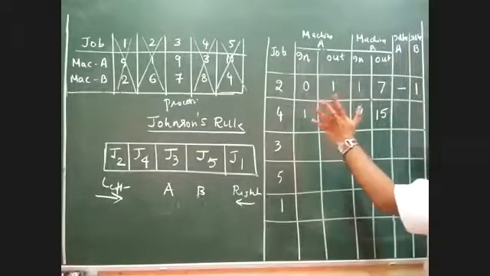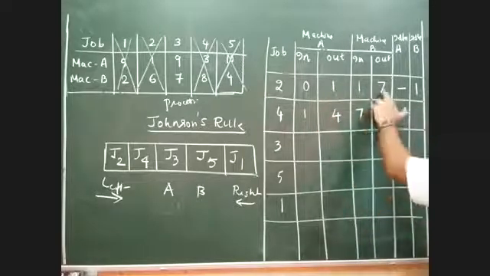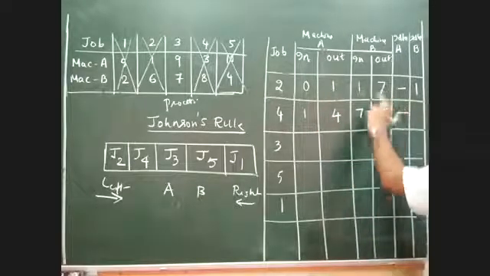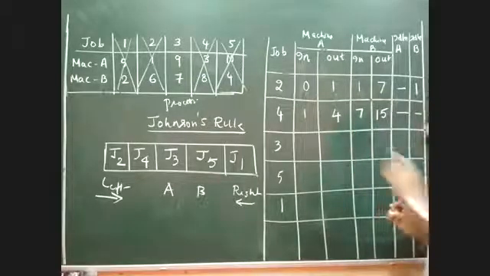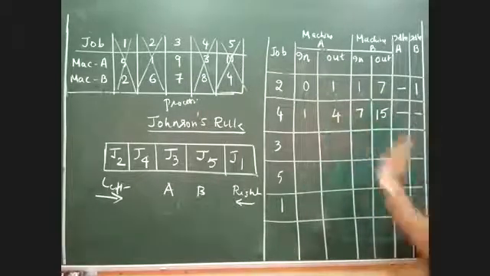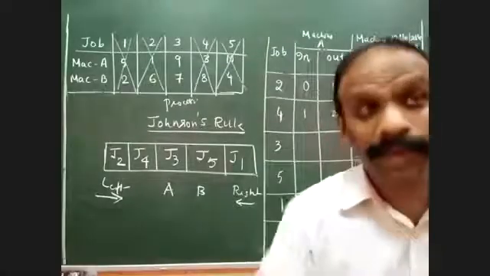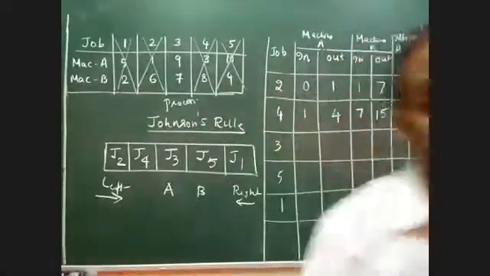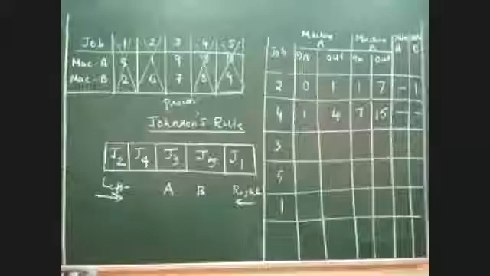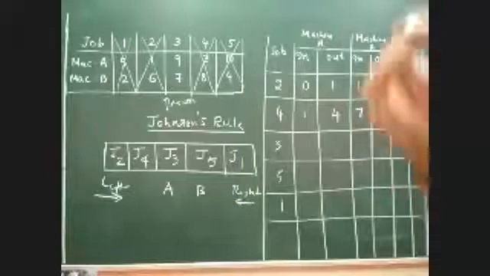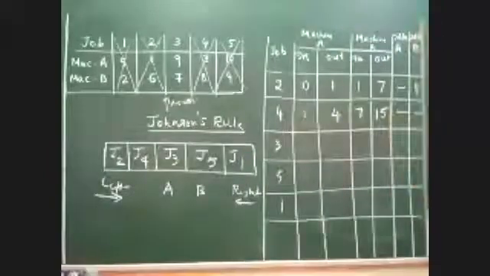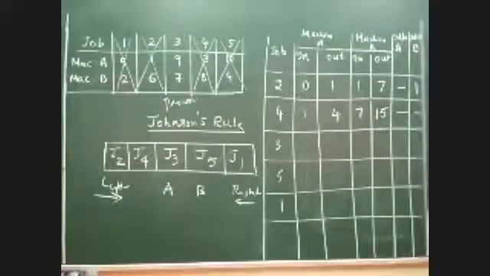7 minus 7 is 0. So no idle time. Previous job completed at 7, next job started at 7. So no idle time. Many people write 7 minus 4 equals 3. Here the machine was not idle. The job was idle. Please remember this very clearly. The job was waiting, the machine was not waiting. Here we are not bothered about jobs. However long a job waits, we are not bothered. We are only concerned about machines, because the whole problem of sequencing is based on machines, not on jobs.